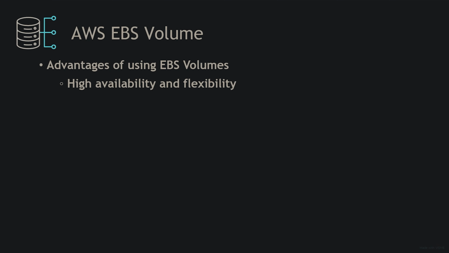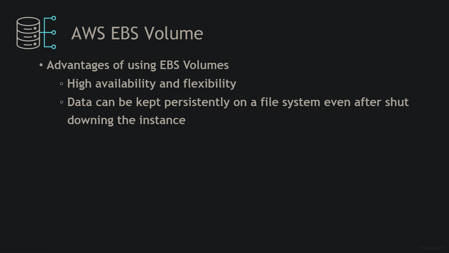And then next is advantages of using the EBS volumes. The first one is high availability and flexibility. That's the reason AWS itself uses these EBS volumes. And then the data can be kept persistently on a file system even after shutting down the instance, because you have the option to terminate. There's an option where you can choose if you want to terminate your instance, that means when you want to delete your instance when you terminate.